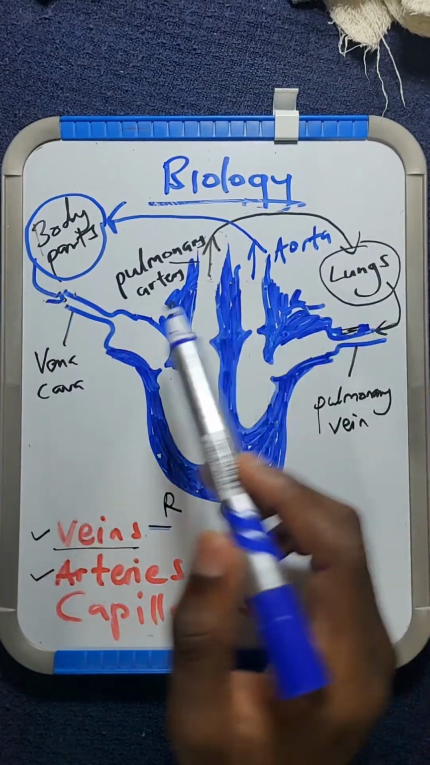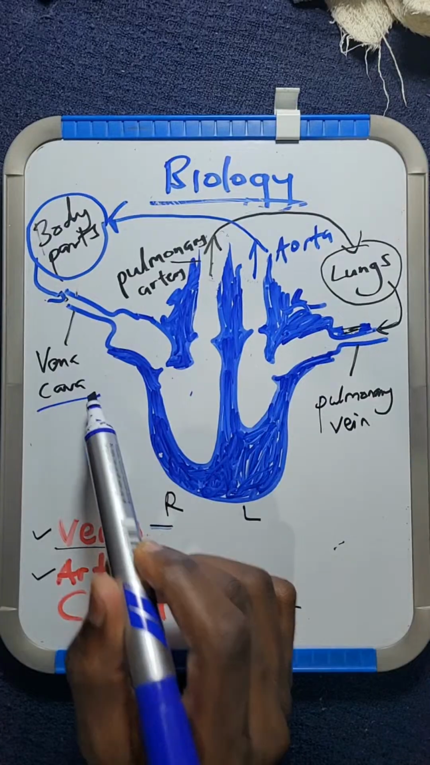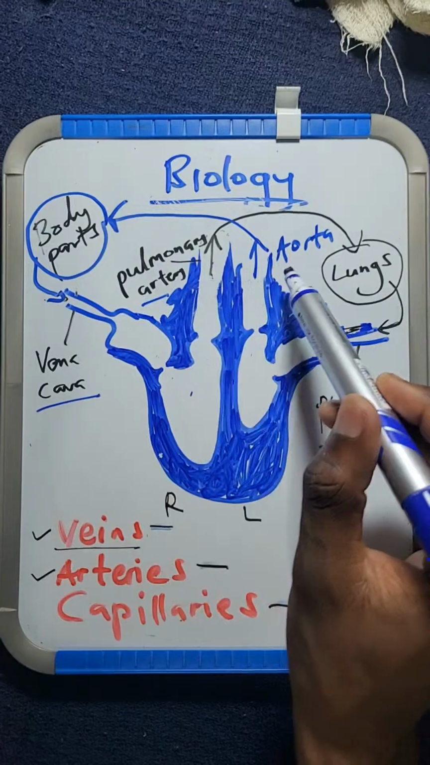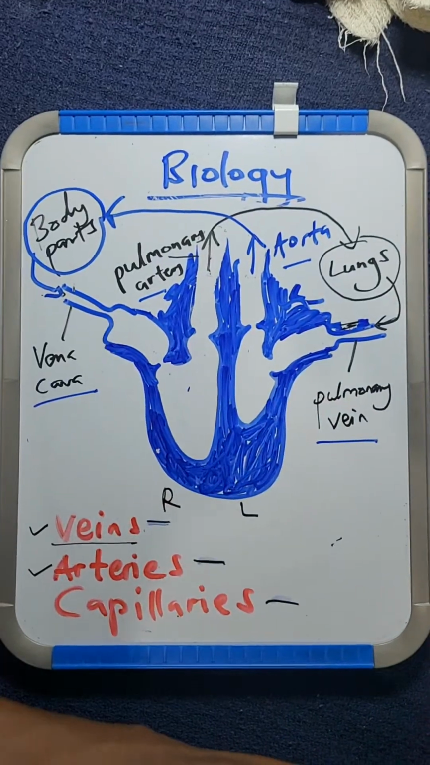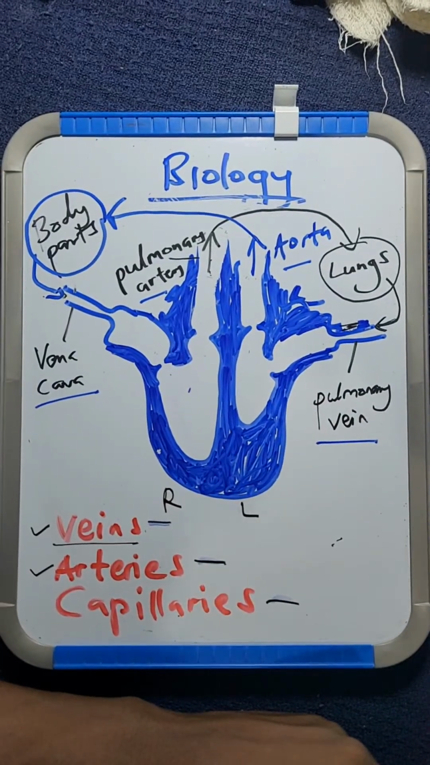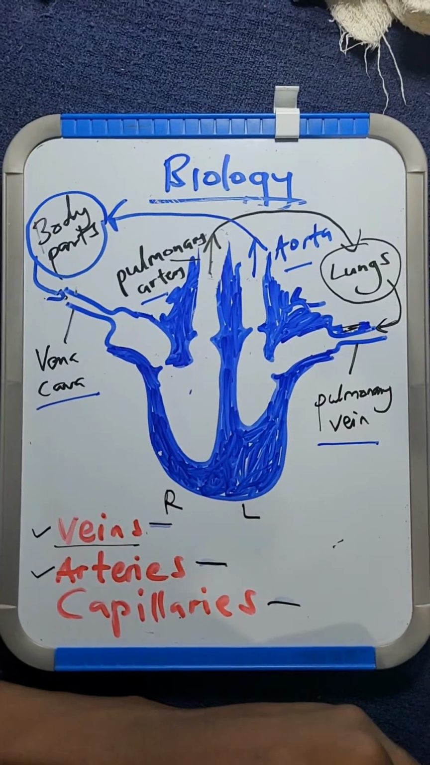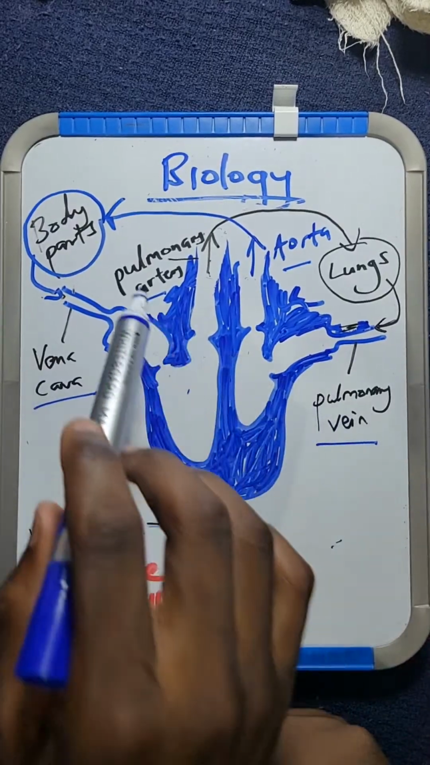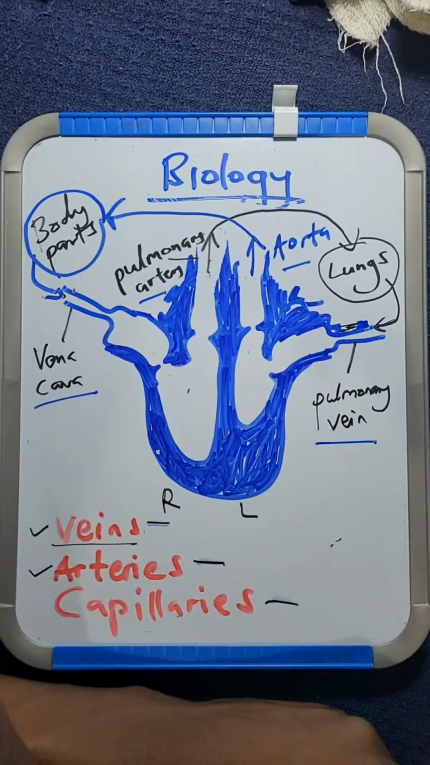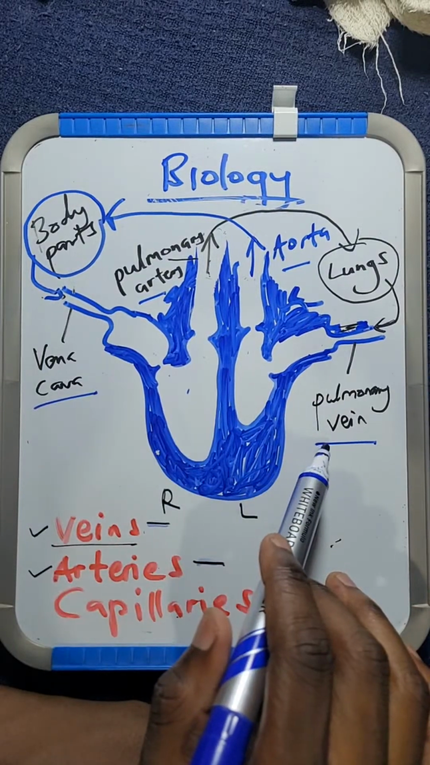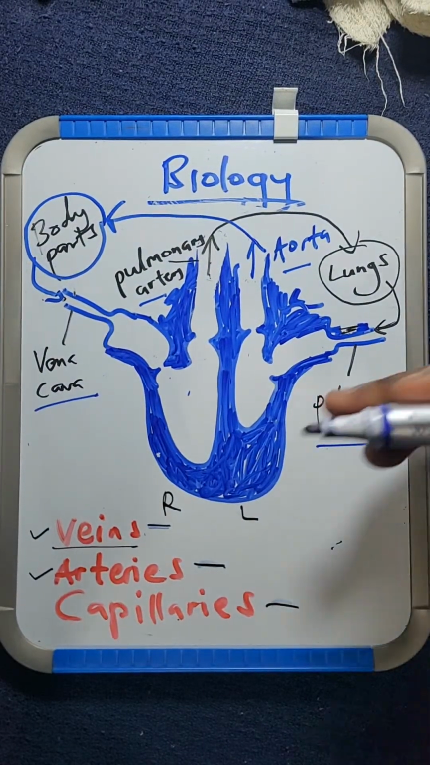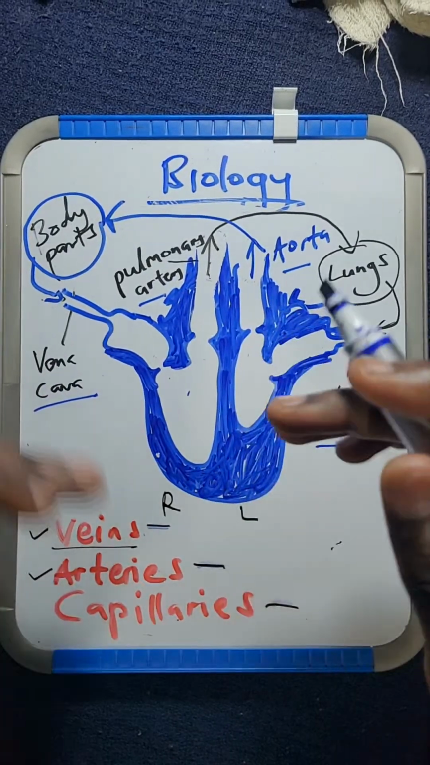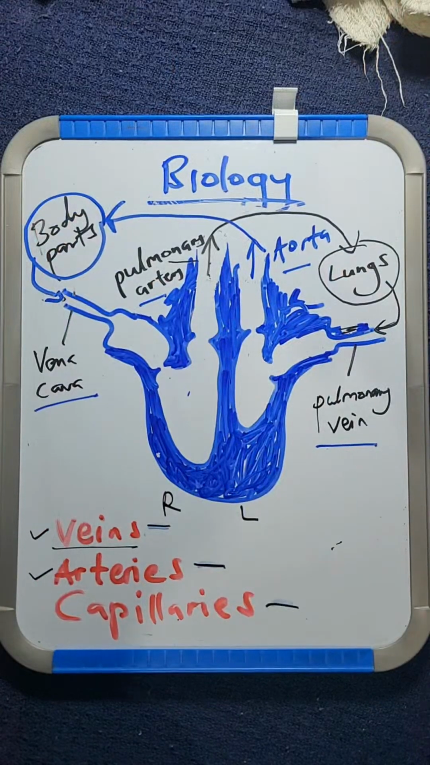So we've got vena cava, pulmonary vein, pulmonary artery, aorta. Those are the blood vessels that are attached to the heart. We've got two veins which are responsible for bringing blood to the heart. We've got two arteries responsible for taking blood away from the heart.